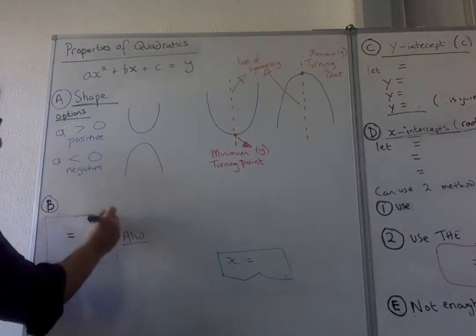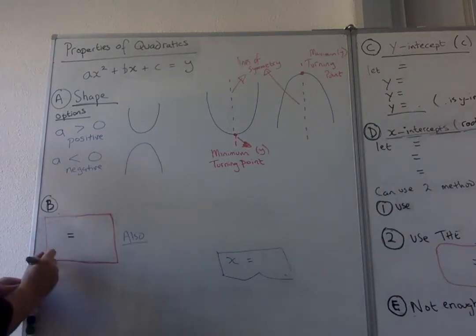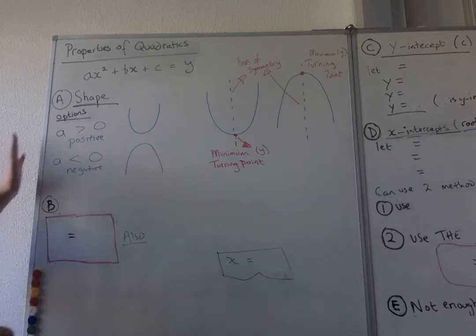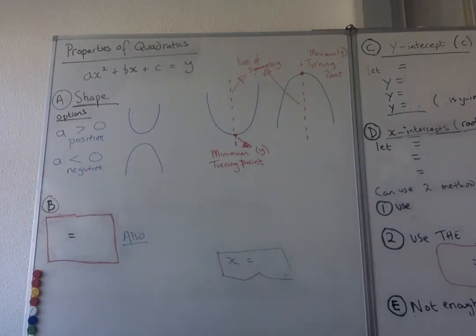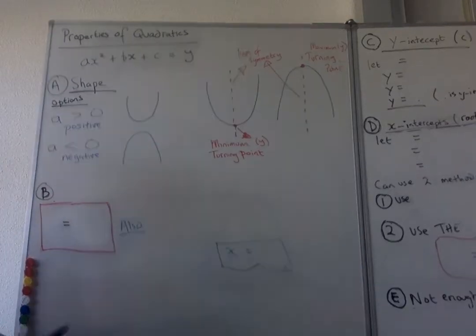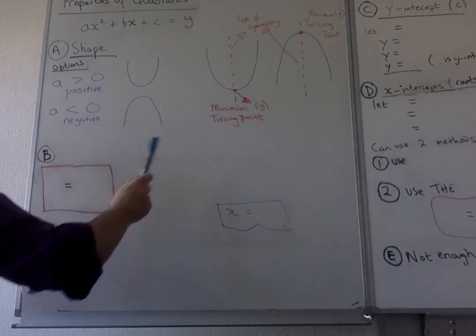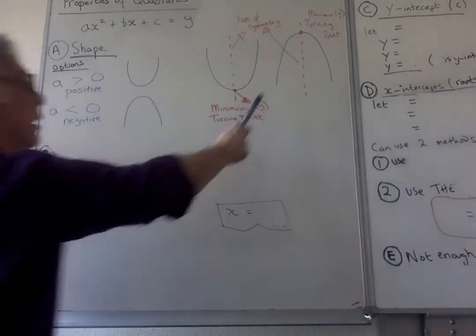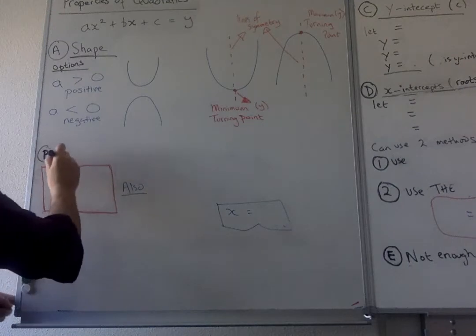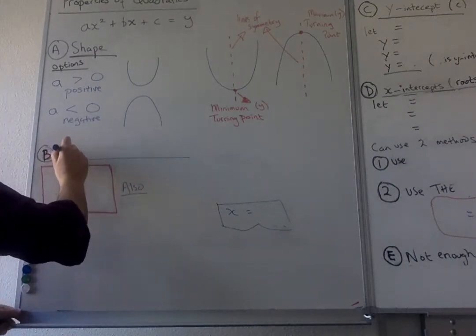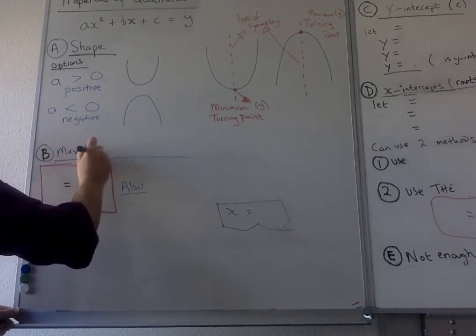Now, these are the steps we're going to go through to graph more efficiently. So the first one is always to decide what shape it is. That is great because once you decide which shape it is, you know that you're looking for either a minimum turning point or a maximum turning point. So that's the next thing that you try and work out.